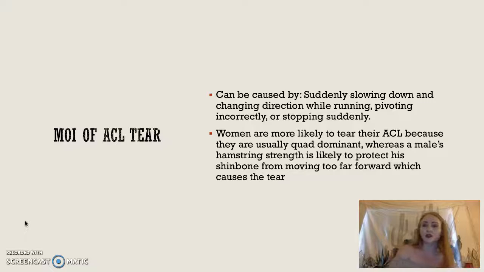So the mechanisms of injury. This can be caused by suddenly slowing down and changing direction while running. So that's what I was talking about with the uneven terrain, where it's easy to pivot incorrectly, and that really affects the knee. And this could also be caused by stopping suddenly while running. And then back to the factor of gender, women are more likely to tear their ACL because they are usually quad dominant, whereas a male's hamstring strength protects his shin bone from moving too far forward, which causes the tear. So that's what I talked about in the beginning, that men have naturally strong hamstrings, and that is to their benefit when it comes to these injuries.